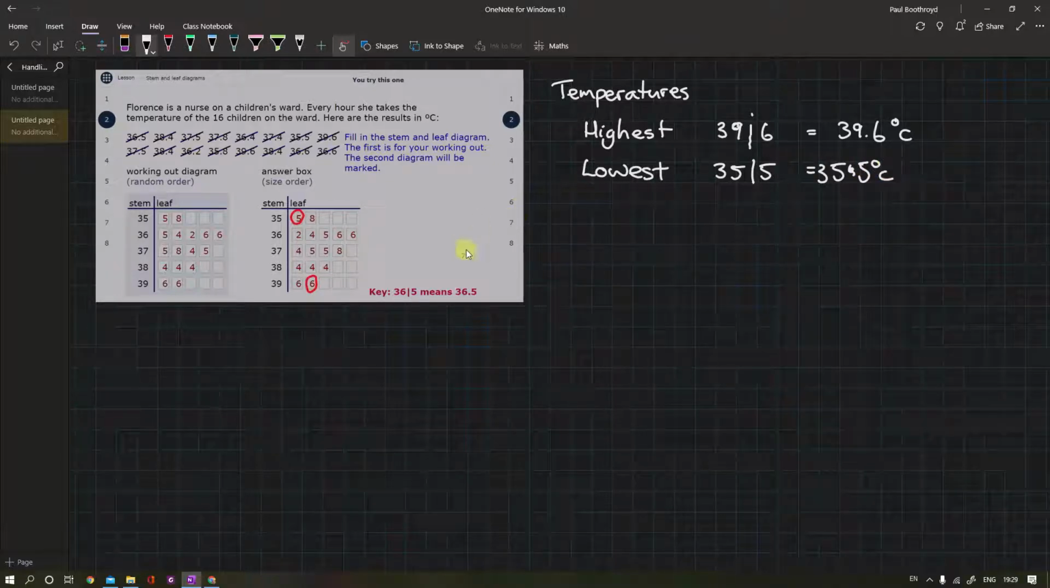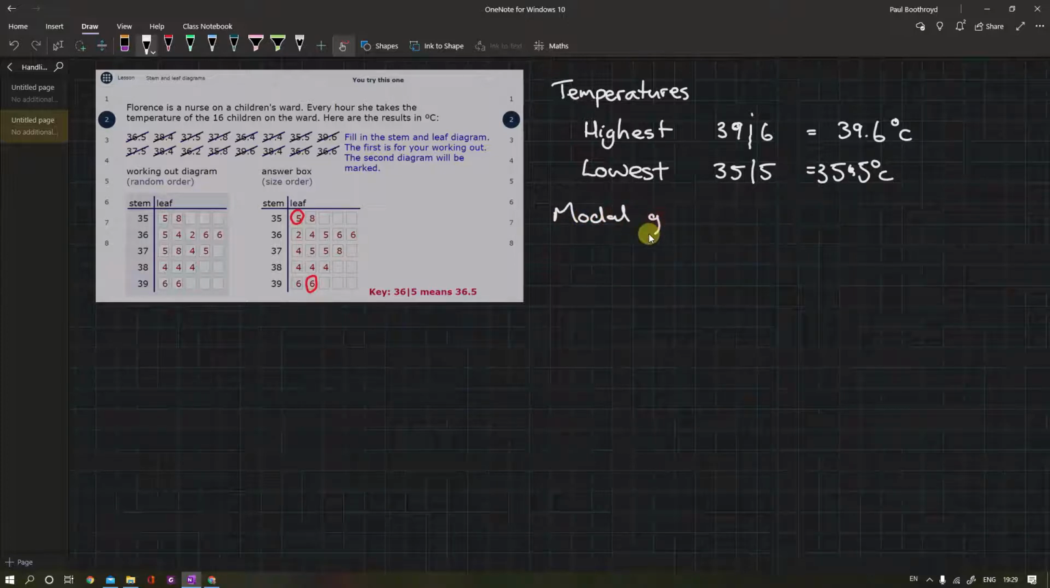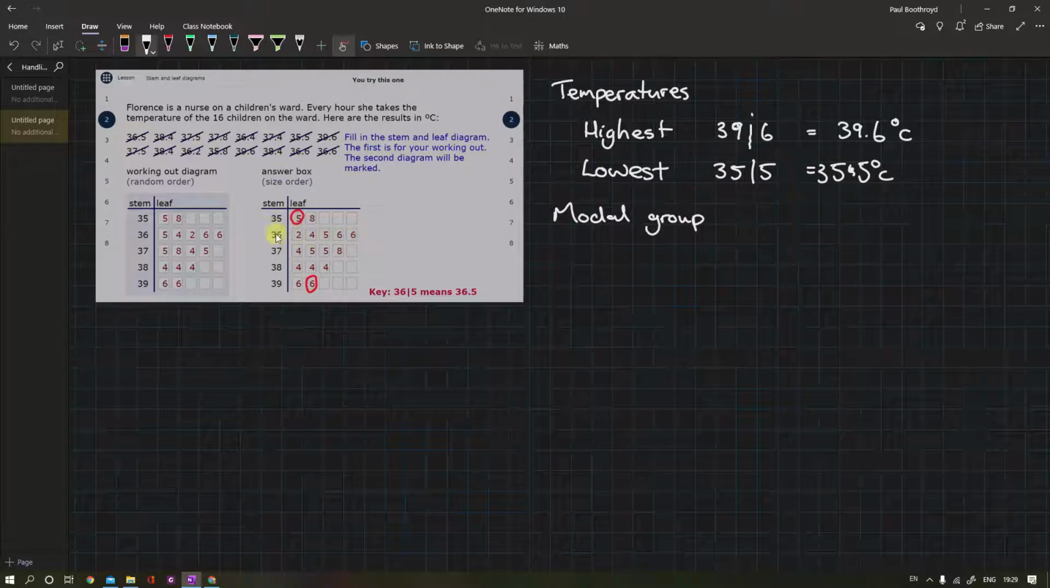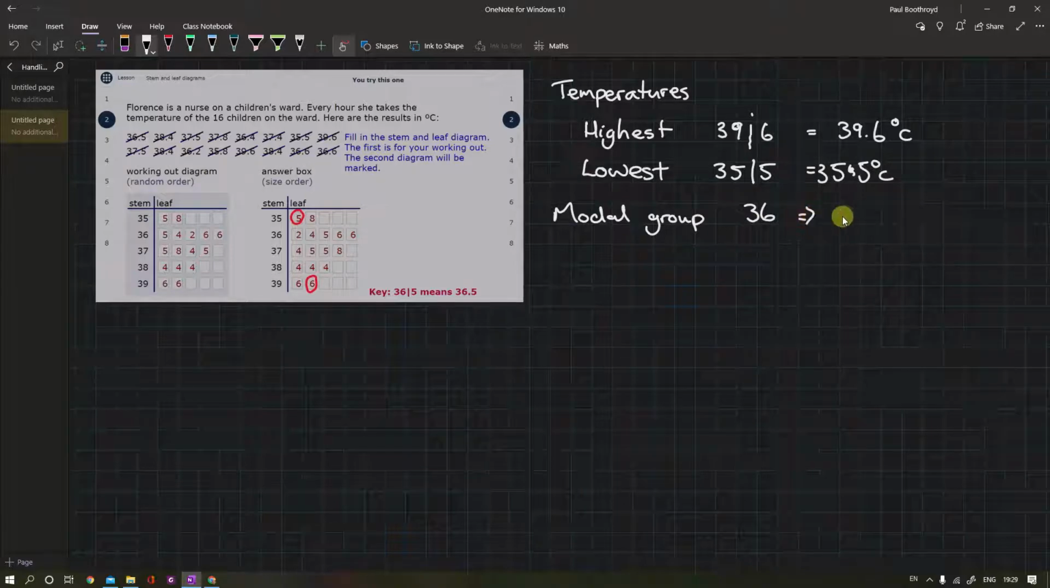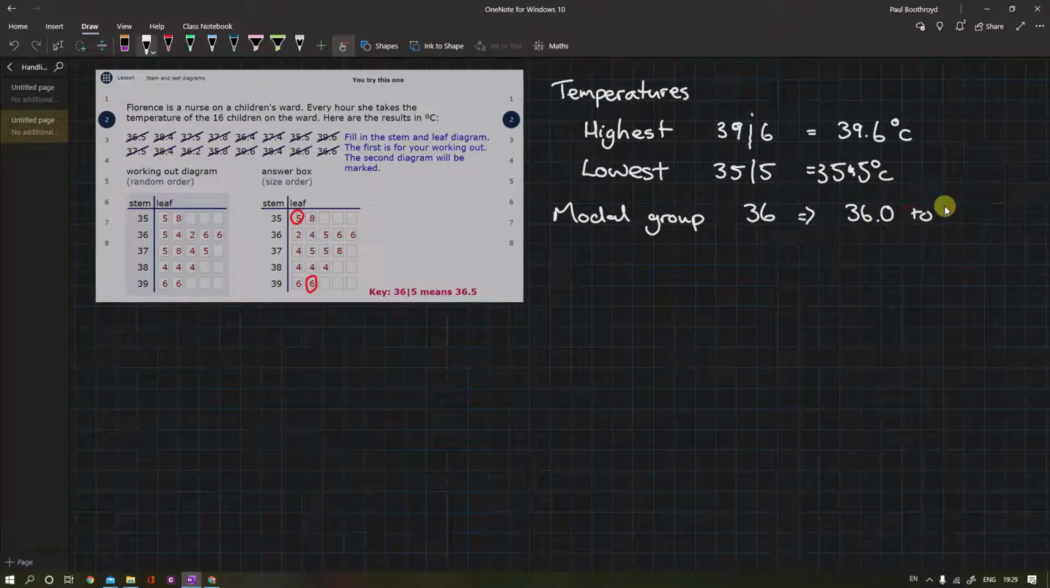We can see a modal group. So the modal group allows us to choose temperatures going from 30, we can see our temperatures, the longest line is from 36 through. So our longest line is in the 36 range, which tells me that my temperatures are from 36.0 to 36.9. That's the modal group. You can also find the mode.